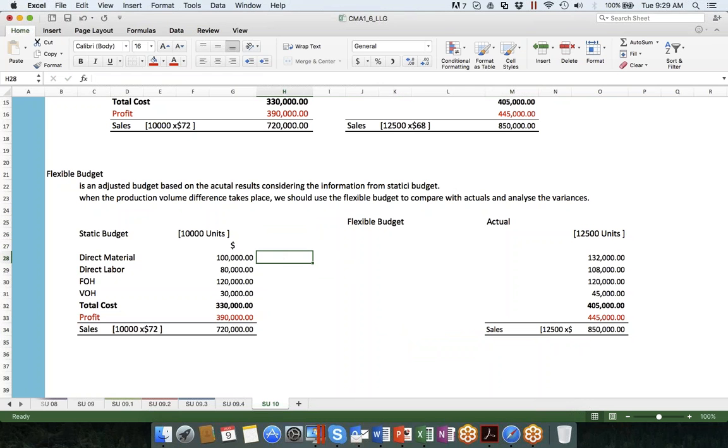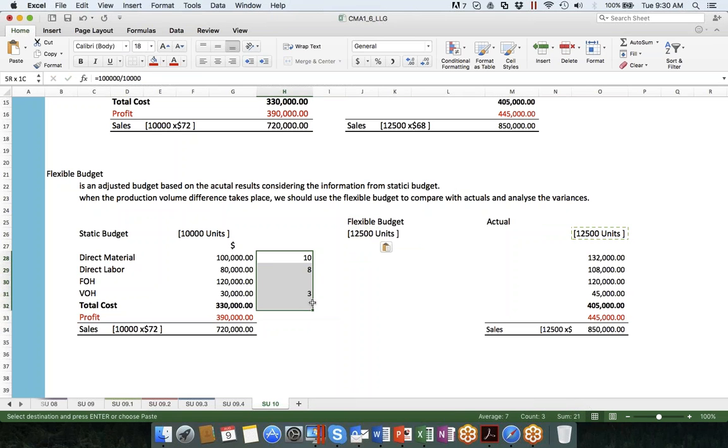Now here, material cost for one unit will be $100,000 divided by 10,000 units. That is $10. Likewise, 80,000 divided by 10,000 is $8. This will remain the same. Likewise here, $30,000 divided by 10,000 units. So let us calculate each, this will be $3.